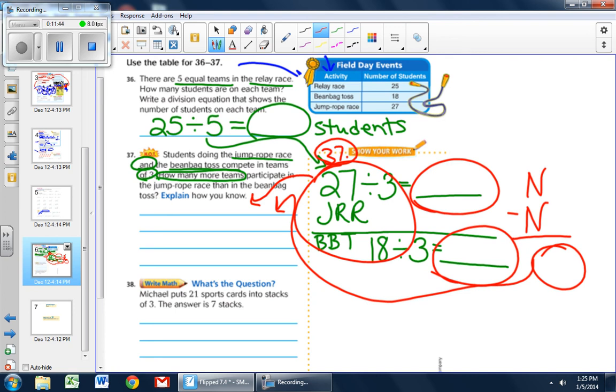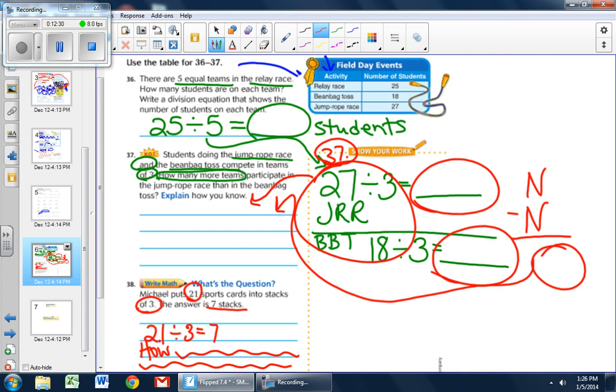Okay, number 38. What's the question? These ones are having us write about math again, figuring out what question they could have asked in order to get those answers. It says, Michael puts 21 sport cards into stacks of 3. So we have 21 and 3, and the answer is 7. So we know you're going to do something about 21 divided by 3 equaling 7. What question could you ask? You should finish filling this in by saying something like, how many equal stacks of sports cards can Michael make? Finish filling that one in with more than just a cute little red scribble.